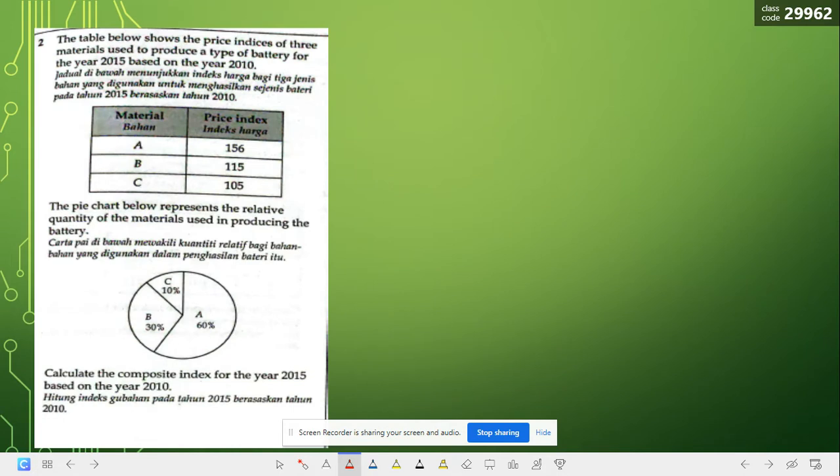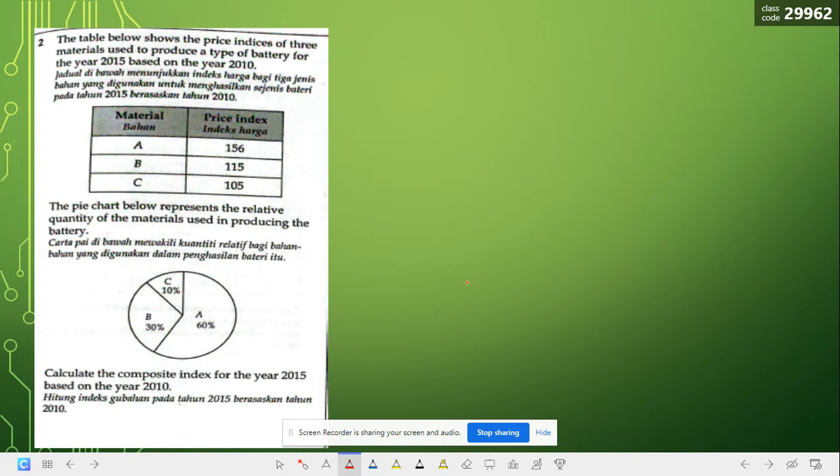Okay, so that one they say that one is in ratio. Okay, the weight is given in the ratio. So how about if the weight given in the pie chart? Okay, so here it said the tables below shows the price index for the three material used to produce a type of battery for the year 2015 based on the year 2010. So the pie chart below represent the relative quantity of the material used in producing the battery. Okay, so calculate the composite index for the year 2015 based on the year 2010.